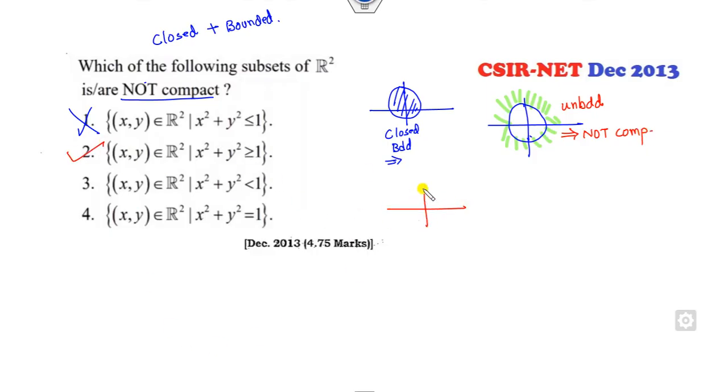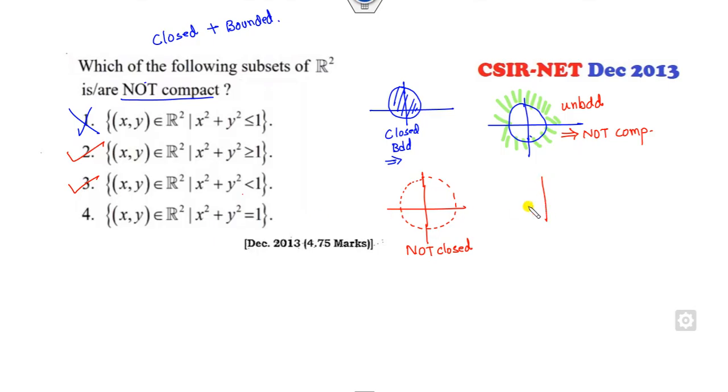X square plus y square is strictly less than 1. That means it's an open interval. Fine. So what does it mean? Once you consider this as an open interval, can you say it is not closed first of all? Fine. It is bounded, but it's not closed. If not closed, it means it's not compact.